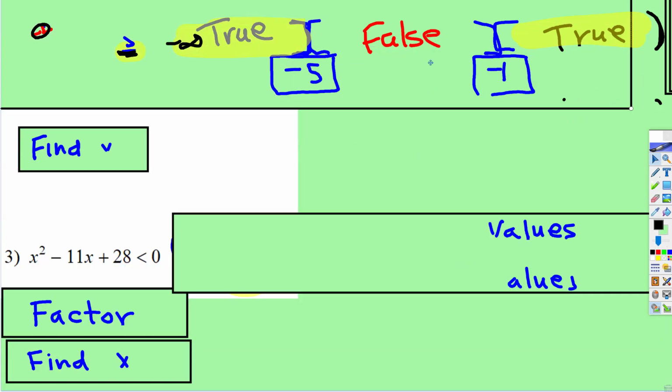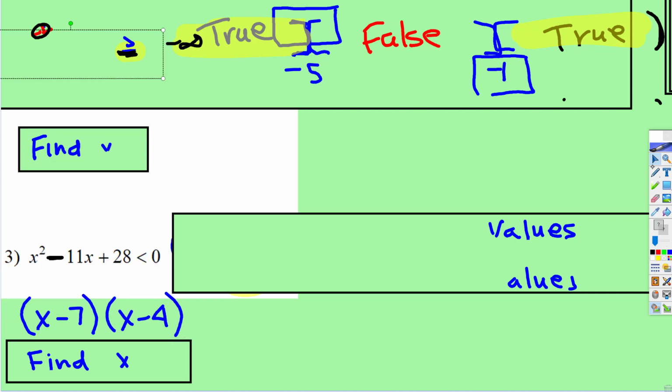All right, I'm going to move that out of the way. Well, now we have a quadratic that isn't factored, so we're going to factor it first. What are factors of +28 that add up to negative 11? Well, a negative times a negative is positive, and a negative plus a negative is negative. So factors of 28, well, negative 7 times negative 4 equal positive 28, and negative 7 times x and negative 4 times x add up to negative 11x.